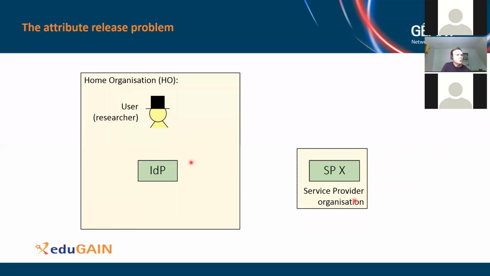And here on the right-hand side, we have a service provider, which in technical speak is a SAML service provider. It's managed by an organization in a different federation and country or even overseas. So when the researcher wants to log into the service provider, he or she first authenticates at the SAML identity provider server that their home organization manages, and then the IDP server would release the attributes to the service provider.